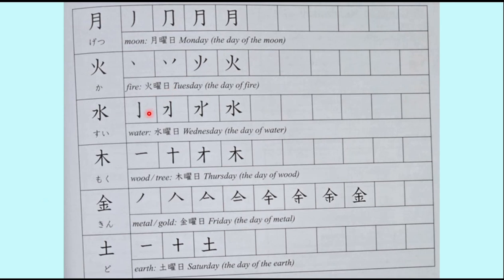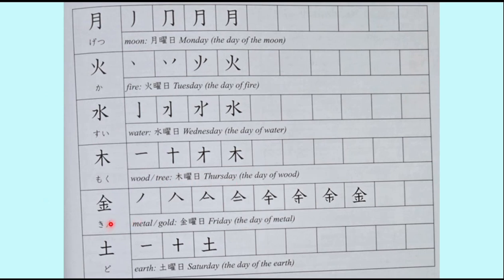Kayobi. Next is sui. Sui means water. This is the first stroke, second stroke, third stroke, and fourth stroke. Suyobi means Wednesday, the day of water. Next is moku, which means tree. Another reading is ki. So first stroke, second stroke, third stroke, fourth stroke. Very easy. And it means wood or tree. And when added with yobi, it becomes Thursday, the day of the wood.